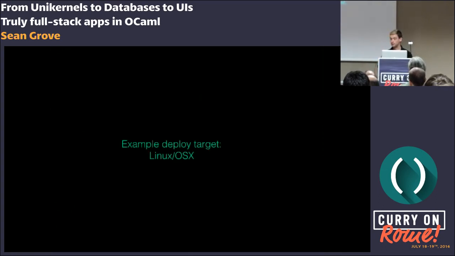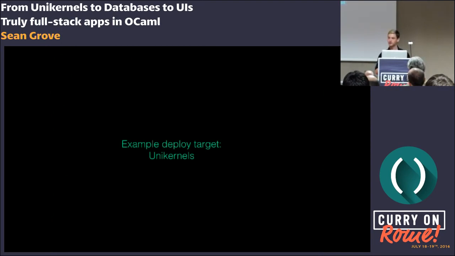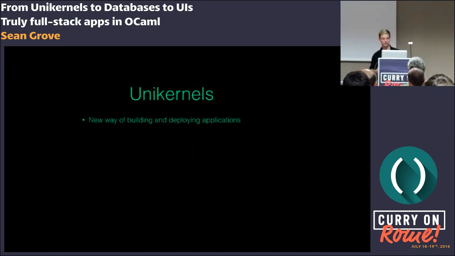So, as an example of a deploy target, you can write OCaml programs and run them on Linux and Mac. Going into detail, there's not much to say here, right? We all do this. But a more esoteric target, and one that OCaml has been doing a great job of leading via the Mirage OS, is unikernels. How many of you are familiar with unikernels? All right. So unikernels, real quick.